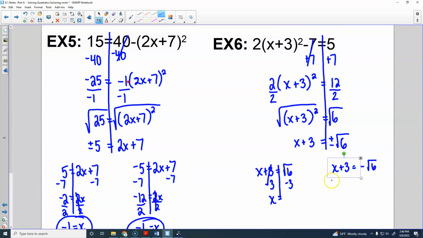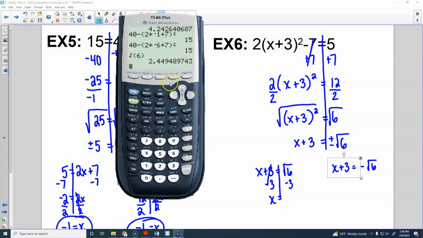I prefer to leave it as square root of 6. In my calculator, I can just do square root of 6 minus 3. Now, if you've got some of the older calculators that put parentheses up, like I have up here, make sure you close that parentheses before you do the minus 3. If you got the newer calculators where it does the square root symbol, make sure you hit the over key so that that minus 3 is not underneath the square root, because it should not be. And so that is going to give me negative 0.551.